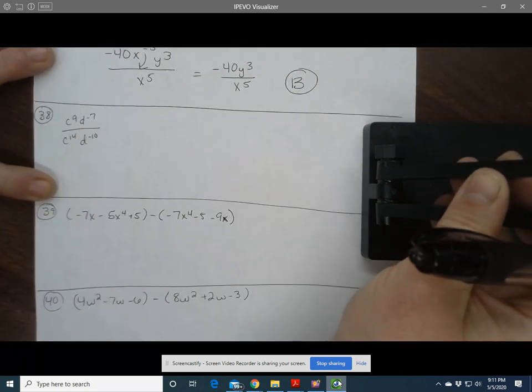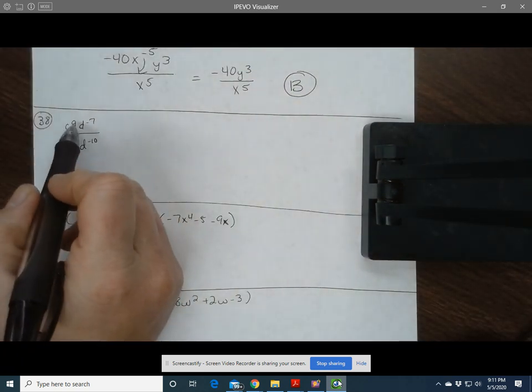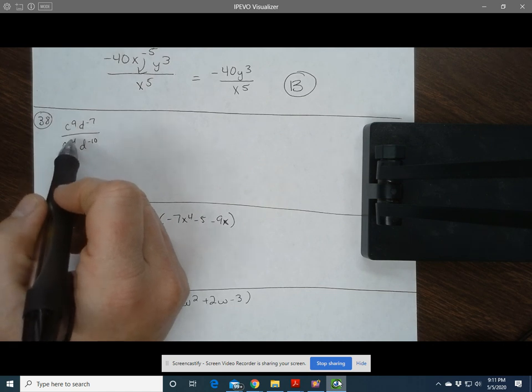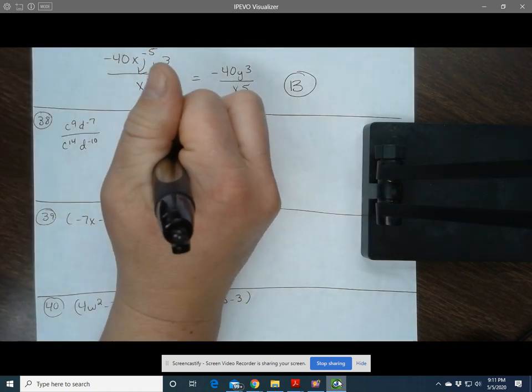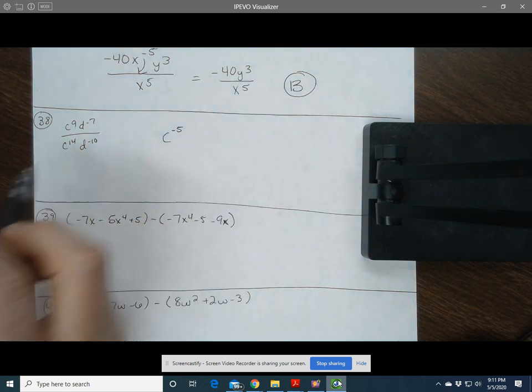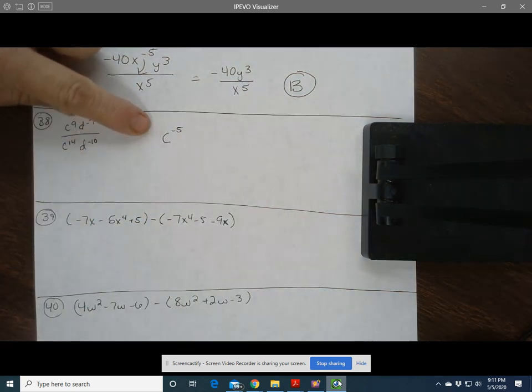Okay, same thing kind of with these, except you've got division. Remember, on division, you actually subtract. So that's going to be 9 minus 14. So that's going to be C to the -5. And that's because 9 minus 14 is a -5.